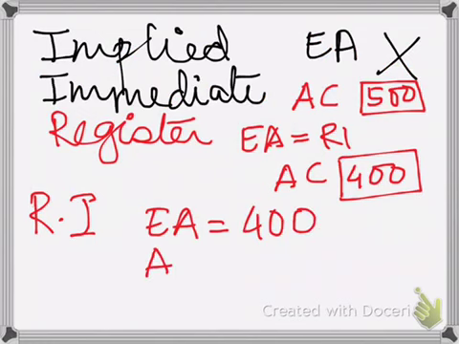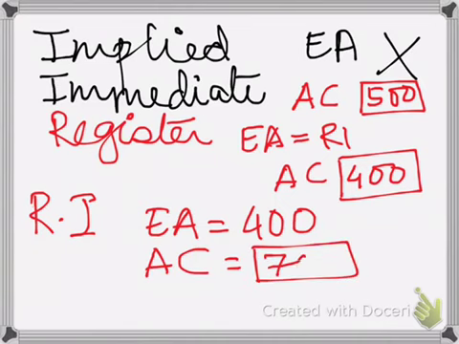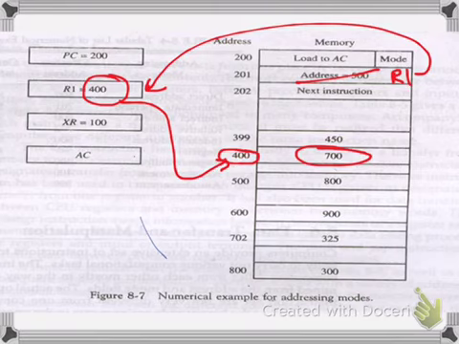And what will we load into the accumulator? We will load 700, because at address 400 we have the value 700. So this is your register indirect mode. In the address field you have R1, go to R1, take the value there, go to the memory location with that value and take the value which is there, 700.